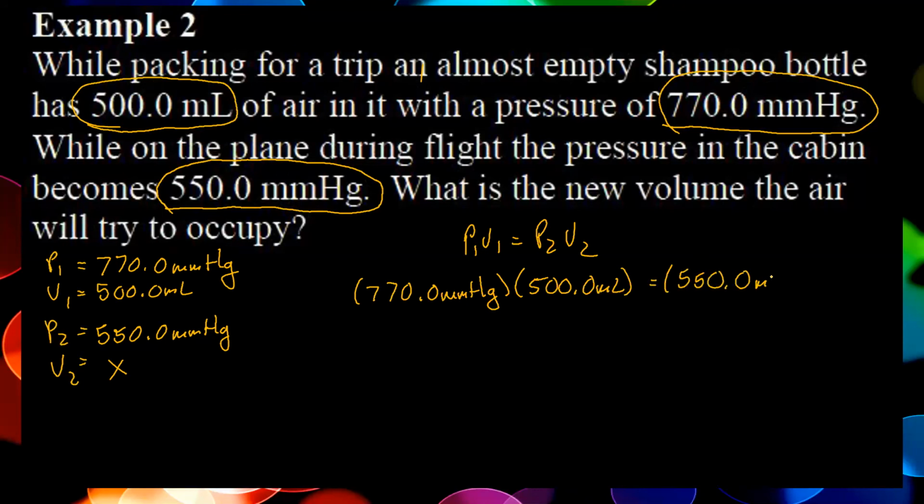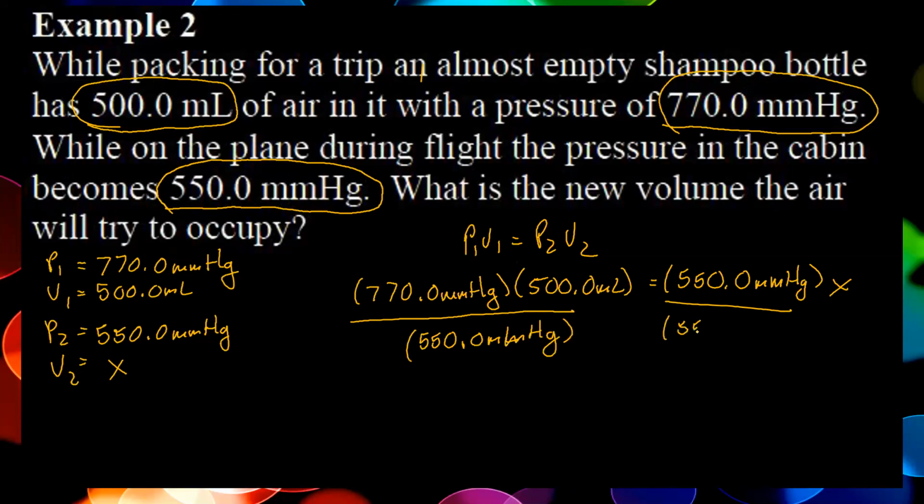By now, I hope you're noticing it's very similar to what we did last time. I need to divide everything by 550 milliliters. No, millimeters of mercury. Sorry for saying that wrong. Let's get that right: 550 millimeters of mercury. Okay, so do me a favor. I need 770 times 500 divided by 550. I'm expecting a number maybe around 700 or even 600 something.